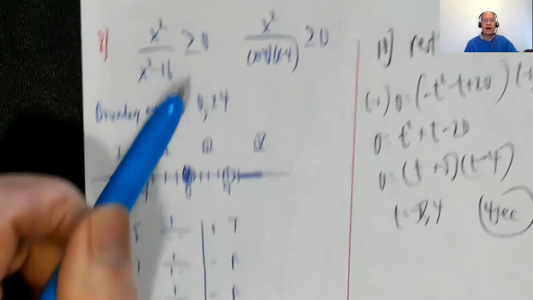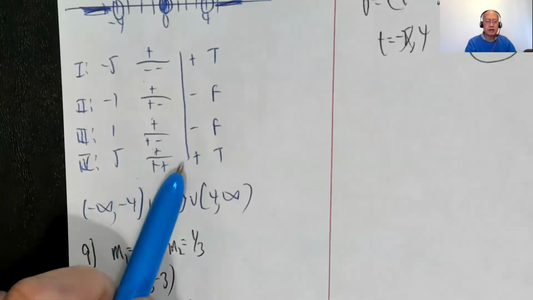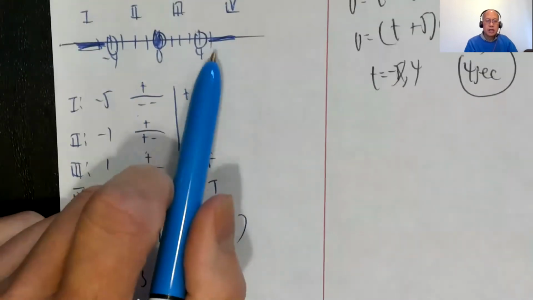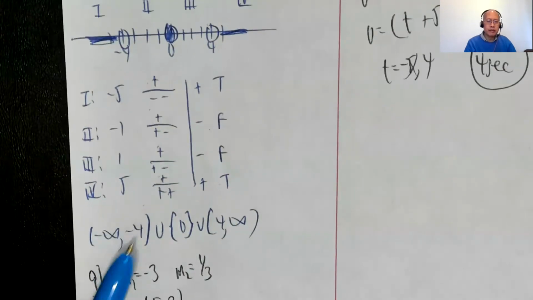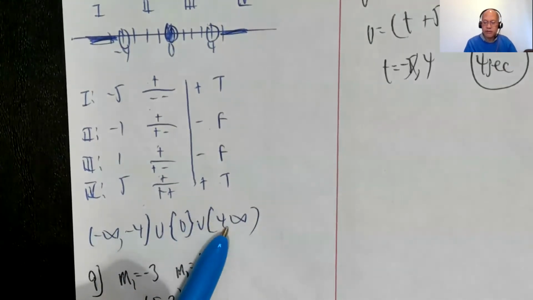And region 4, 5. 5 plus 4 positive, 5 minus 4 positive, everything's positive. So greater than or equal to 0, true. So I have this region, and one dot. So negative infinity to negative 4 in parentheses, union the set consisting of 0, union 4 to infinity.